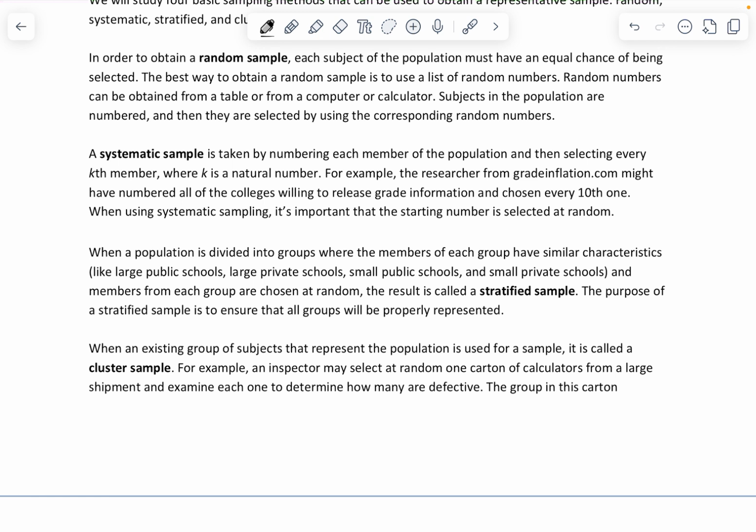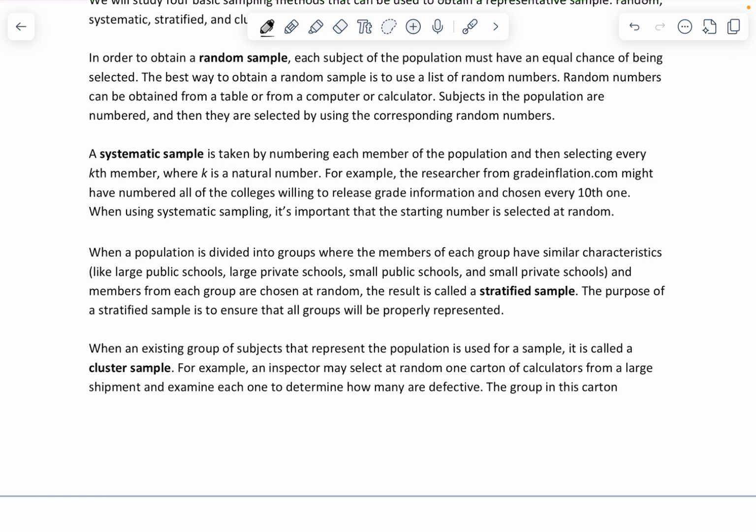When a population is divided into groups where the members of each group have similar characteristics, like large public schools, large private schools, small public schools, and small private schools, and members from each group are chosen at random, the result is called a stratified sample. The purpose of a stratified sample is to ensure that all groups will be properly represented.